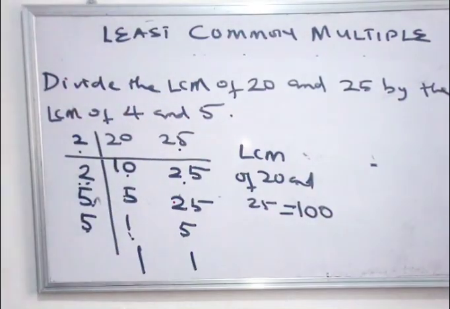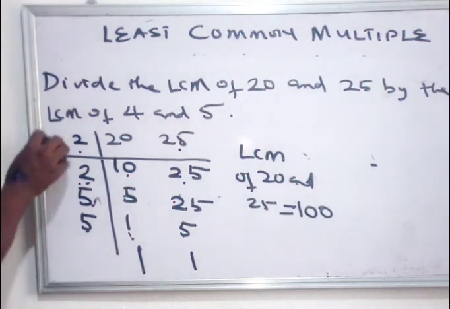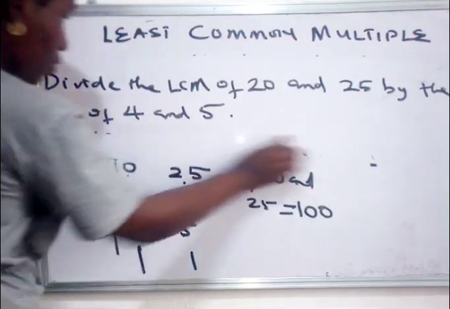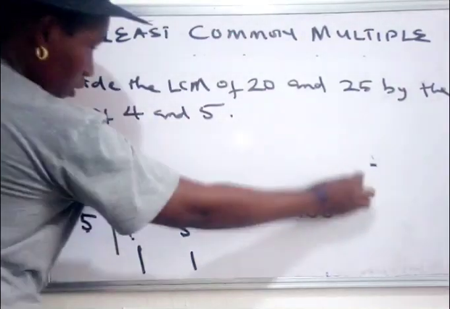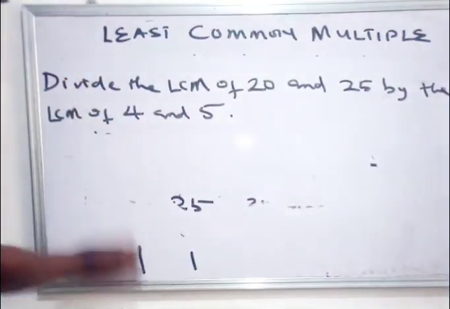But that is not our final answer. We are asked to divide the LCM of 20 and 25 by the LCM of 4 and 5. So we have to do that division. Permit me to wipe it off at this point. If you don't get it, please do well to rewatch the video. I'm sure you will get it here.